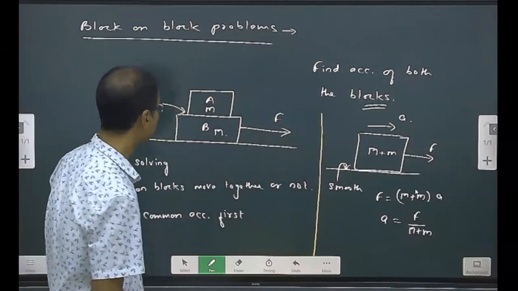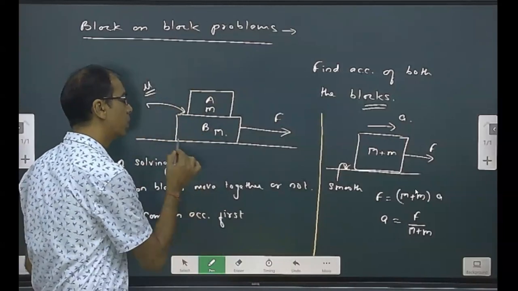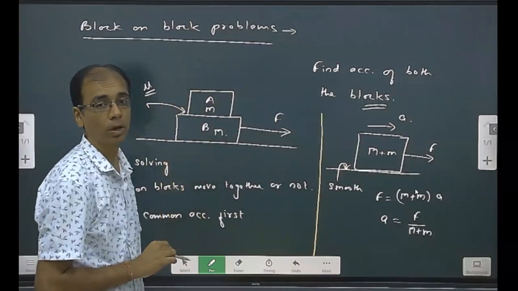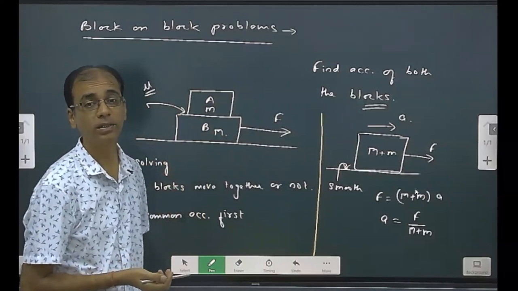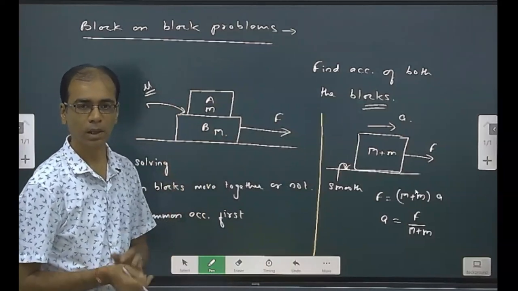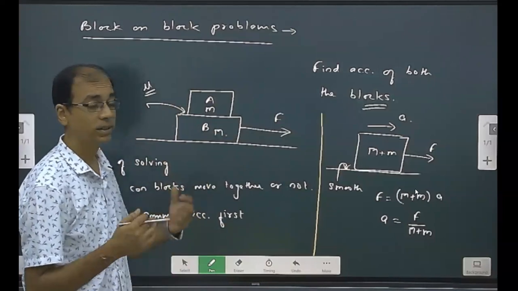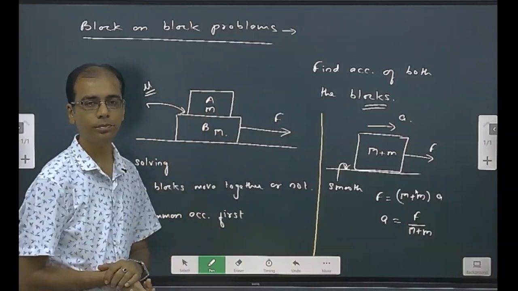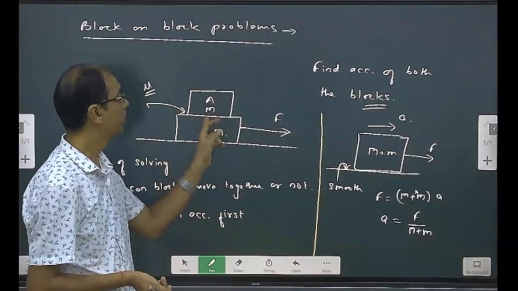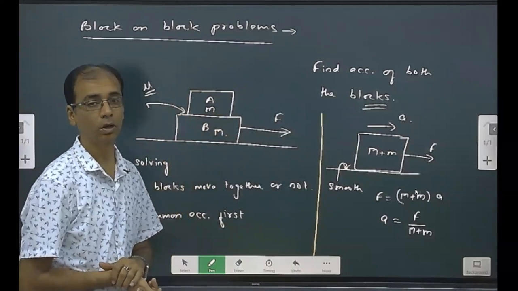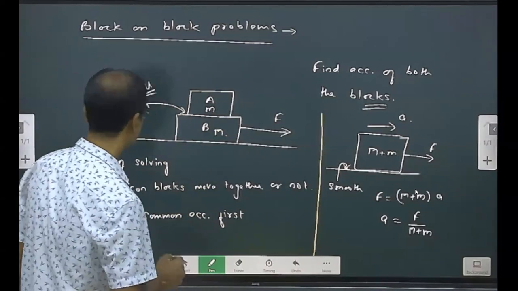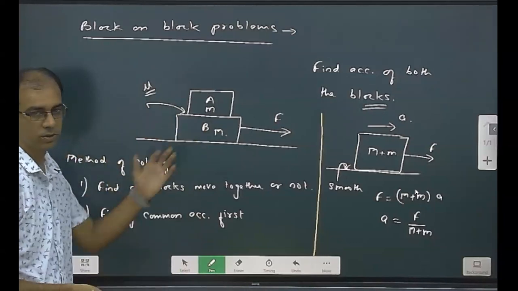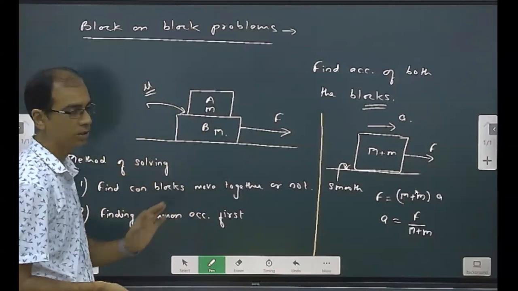Now the question is, this is moving with the acceleration, understandable. Why does this upper block, on which there is no force acting, have to move? That's our question. Here our answer is, A is moving because of the friction between the two blocks. So first this method also we have to write, then we will start solving it. Finding common acceleration first.